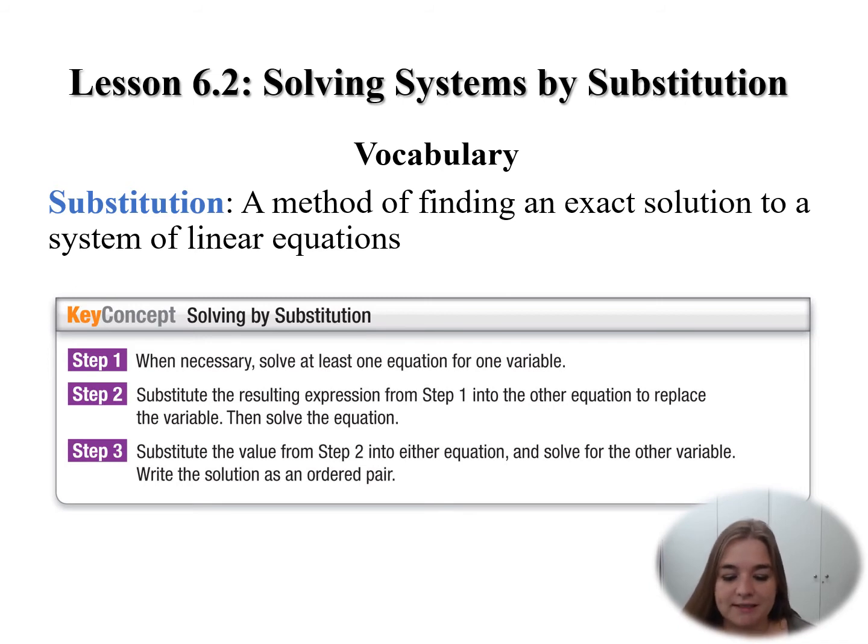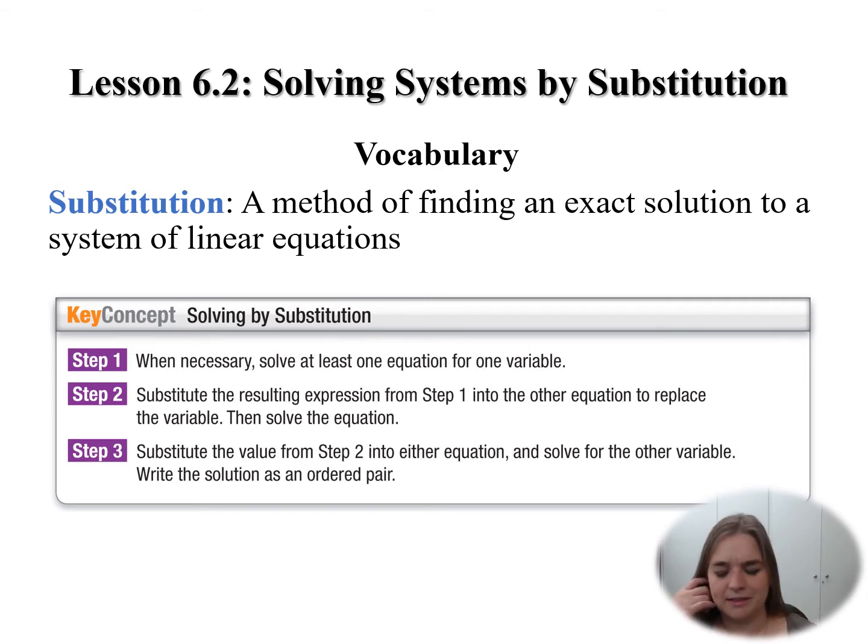The first thing is that when necessary, we need to solve at least one equation for one variable. So we need to isolate one variable. Then we substitute the resulting expression from step 1 into the other equation to replace the variable and solve. So if we'd isolated x, we'd plug it in and then we'd solve for y. And then when we get that value, when we have y equals 7, we go back and substitute it into the first equation and solve for the other piece. We will write our solution as an ordered pair.